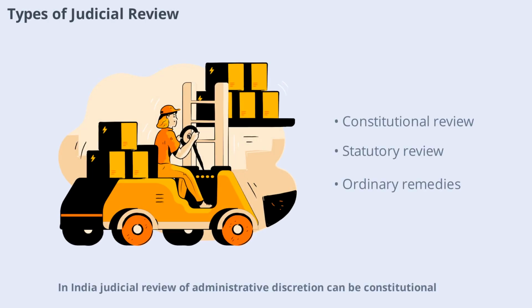In India, judicial review of administrative discretion can be constitutional, statutory, or ordinary equitable. Constitutional review is based on Articles 32, 226, and 227. Statutory review is provided by specific laws such as the Workmen's Compensation Act. Ordinary review includes remedies like injunctions, declarations, and suits for damages.